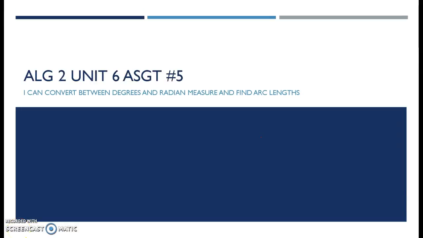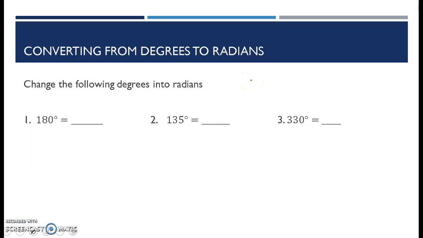All right, so on assignment number 5, we're going to be converting between degree measure and radian measure. And then we're also going to be finding arc length at the end of this. Let's go ahead and get started specifically with some ones that we should know based on what we did yesterday, which was completing that unit circle.